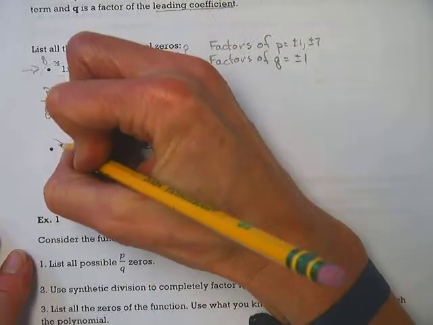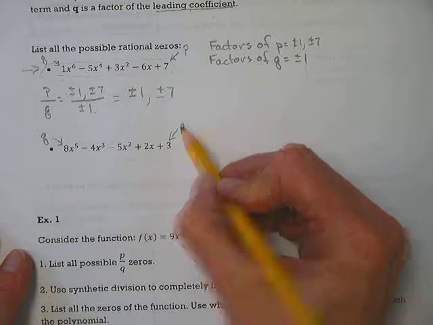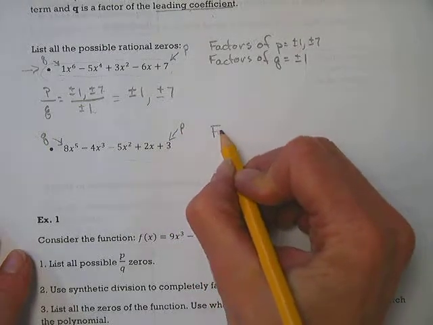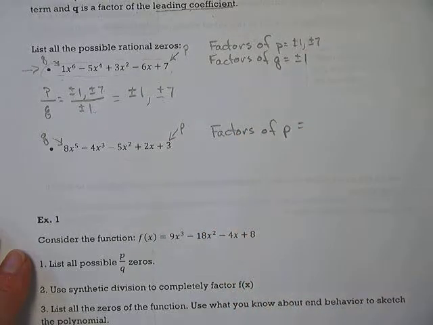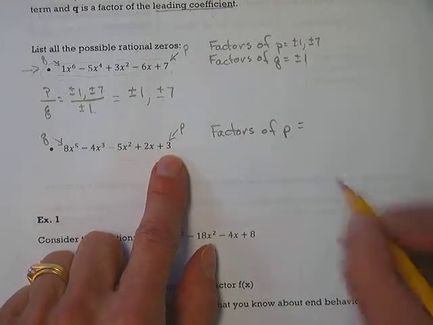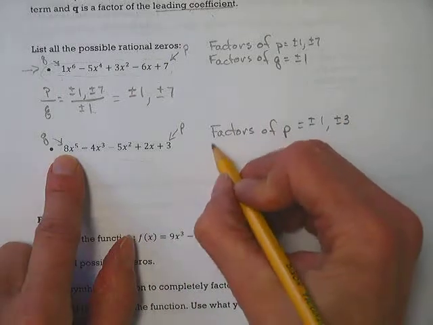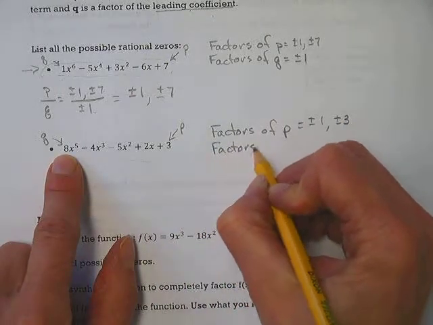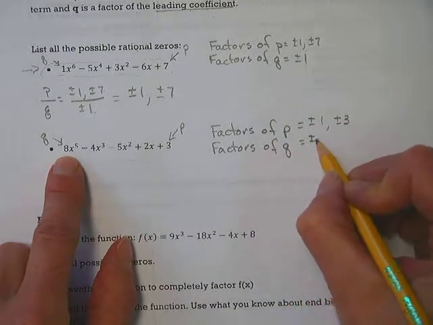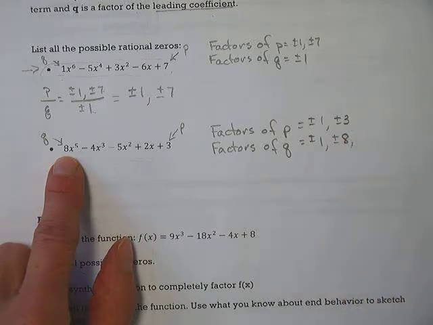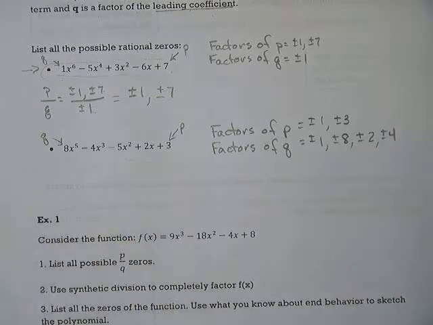All right, take a look at this one. What is q? 8. Q is 8. What is p? 3. P is 3. Let's go over to the side now. What are factors of p? Plus and minus 1 and plus and minus 3. What are factors of 8, or q? Plus and minus 1, plus and minus 8.